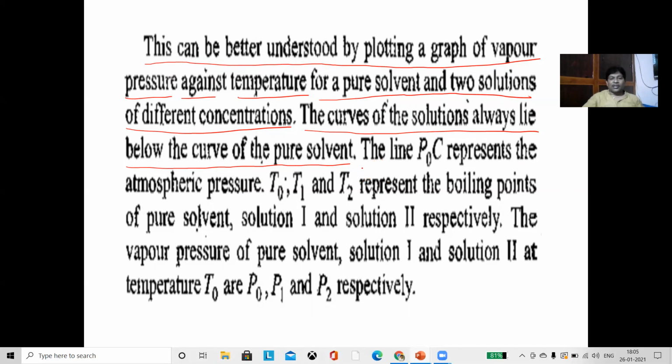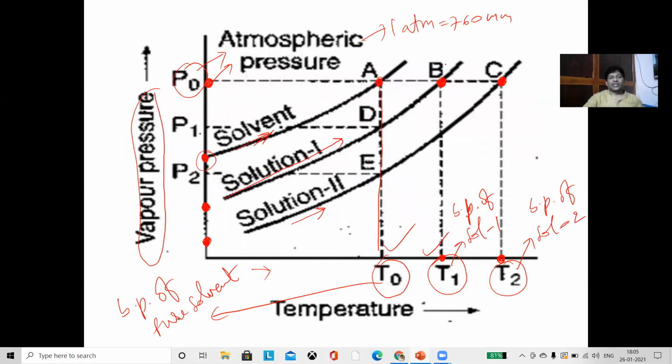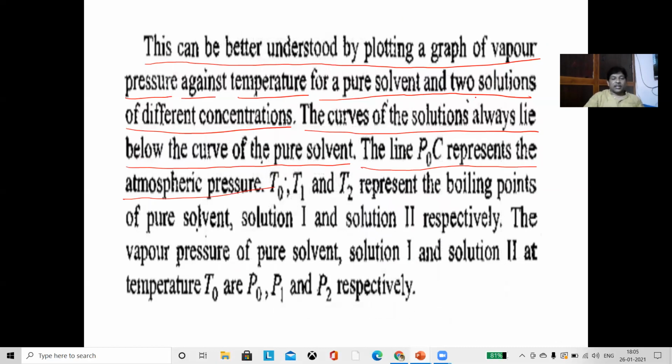In the graph, the line P0C represents the atmospheric pressure. This line, P0 versus C, is atmospheric pressure. Next, T naught is the boiling point of pure solvent. T1 is the boiling point of solution 1, and T2 is the boiling point of solution 2, respectively.